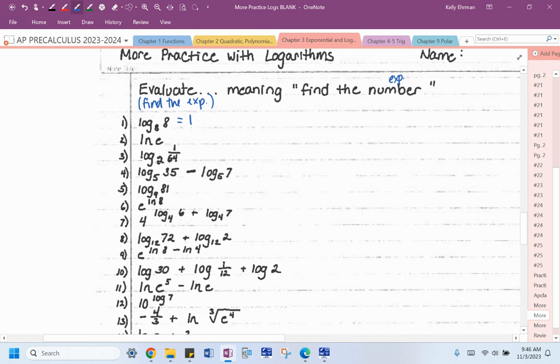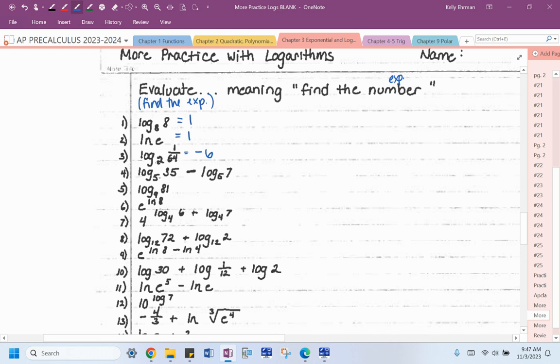The natural log of e is also 1 because e to what power is e? 1. 2 to what power is 1 over 64? So it's got to be negative to make it a fraction. And 2 to the 6th is 64. So 2 to the negative 6th is 1 over 64.